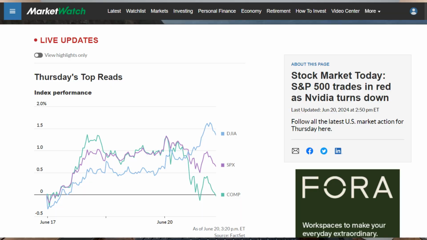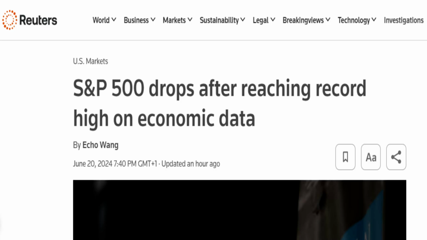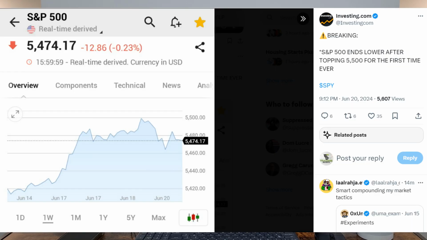First of all, from Market Watch, we can see the stock market today, the S&P 500 trades in red. One of the key reasons for that was the downturn today in Nvidia. From Reuters here, we can see the S&P 500 drops after reaching a record high on economic data. In terms of specifics, we can see from investing.com, the S&P 500 ended lower after initially topping 5,500 for the first time ever.